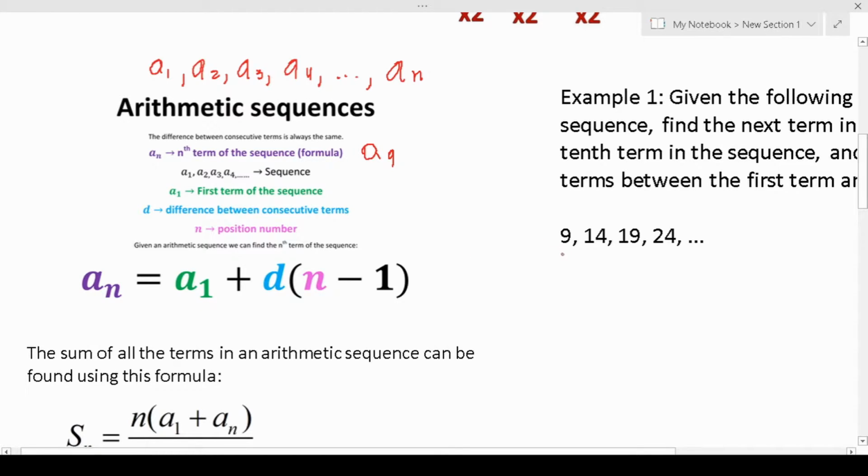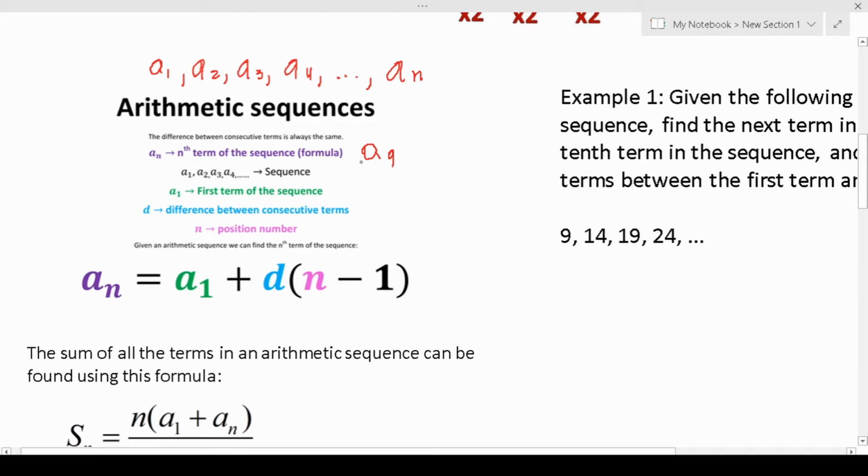So if we take a look over here real quickly, we can see we have a sequence of terms from 9 to 24. 9 would be the first term in this sequence. D, of course, is the difference between consecutive terms. And as we know about arithmetic sequences, the difference is going to be a constant. That is, it's going to be the same between all the terms in the sequence. And finally, n is the position number.